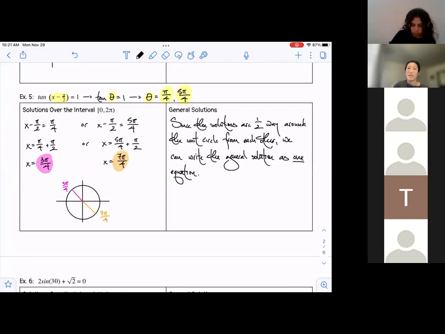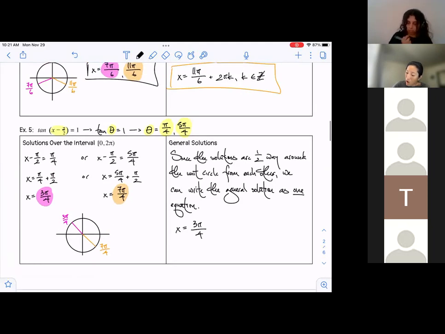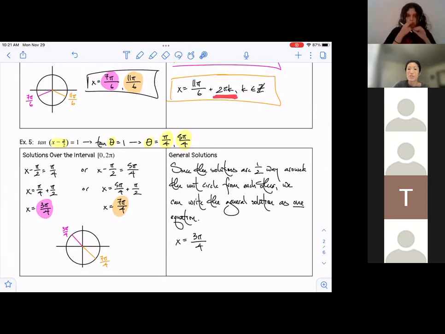Okay. So here's how we can write them. We generally pick the smaller one. So in this case, I would pick 3 pi over 4. Usually say, let's go to the smallest one first or the closest one first. In all the other ones, I've written plus 2 pi k. What do you think I'm going to write here? Yeah, we're going to write pi k, right?